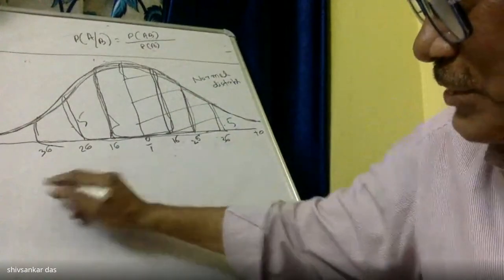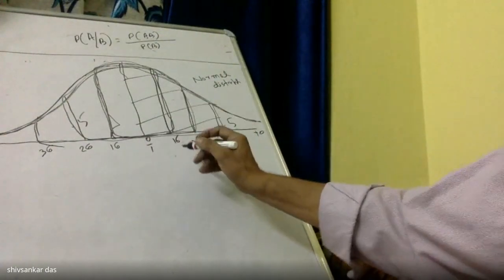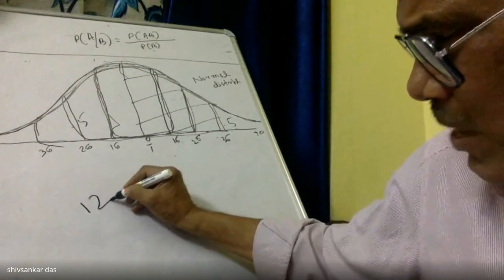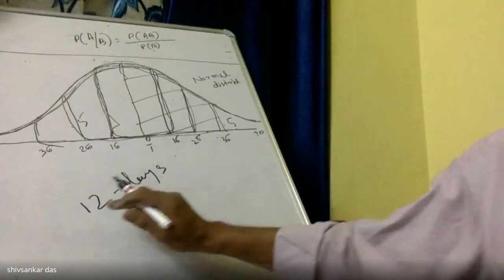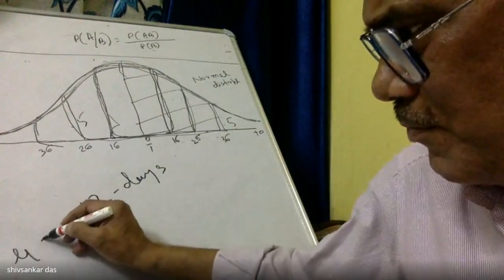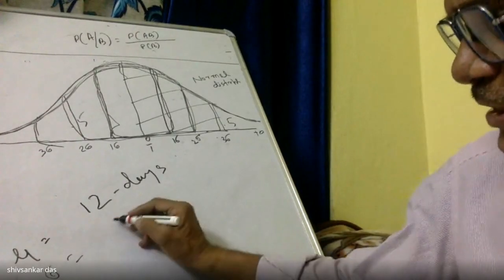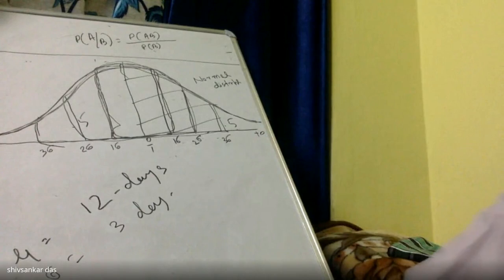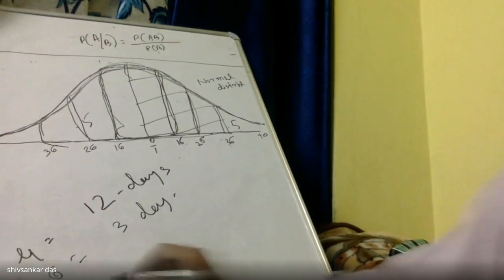Suppose it generally follows a normal curve, and the average number of days of completion of the project is 12 days. So mean is 12. Standard deviation is 3. Say, what is the probability of completing the project in 15 days?